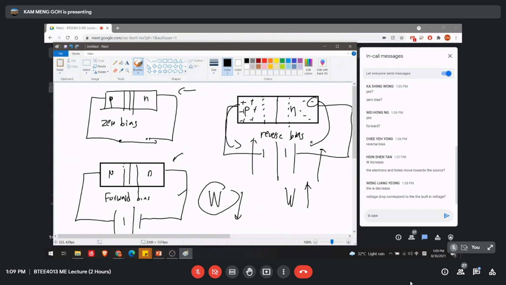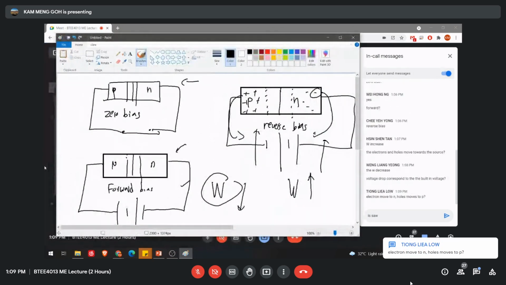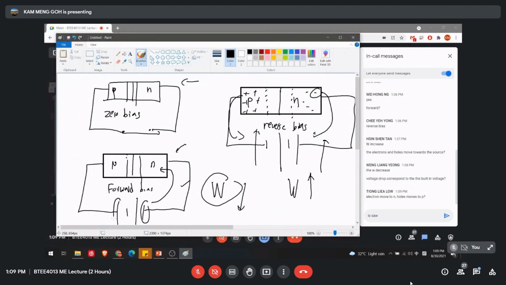Yep. The more correct one is the electrons move towards here, holes move towards here. So when you're increasing the electrons and the holes, all the positive charge will occupy the spaces, making the width decrease.